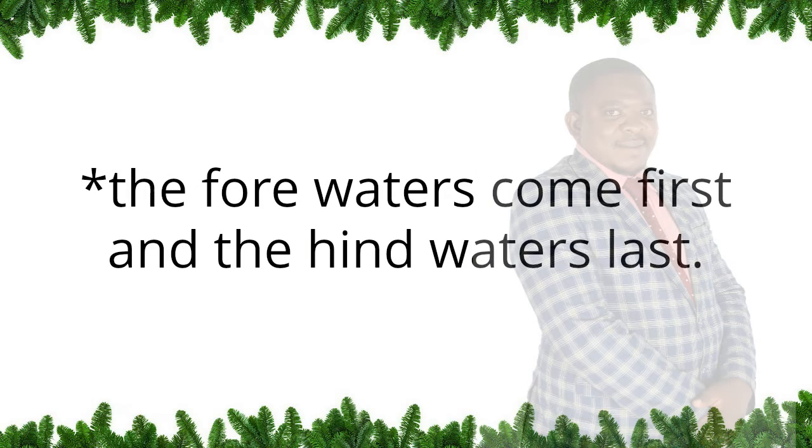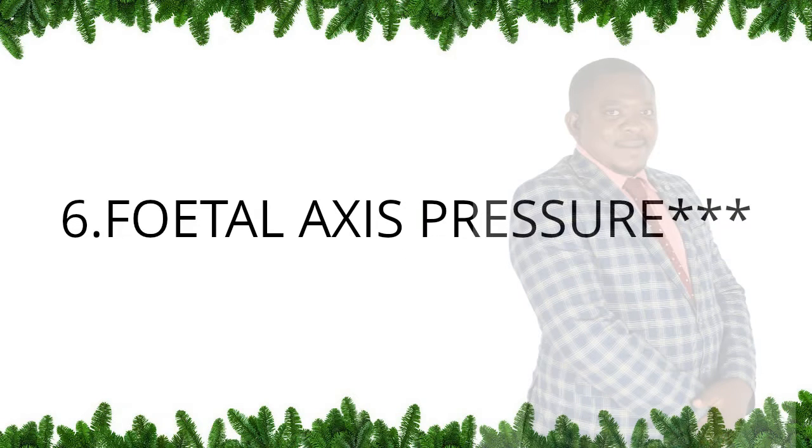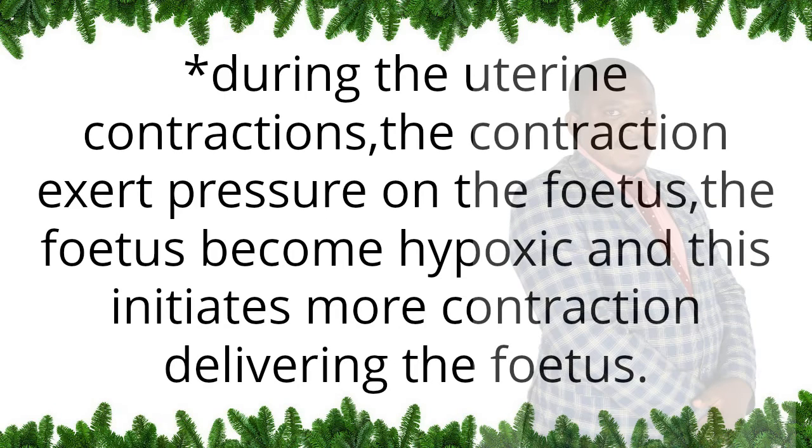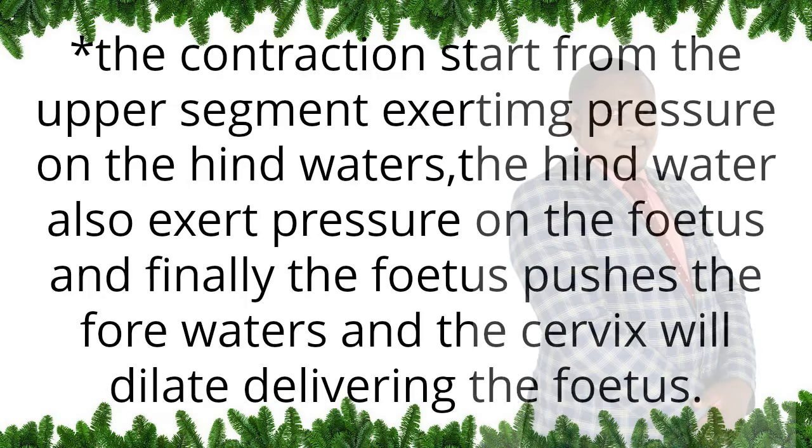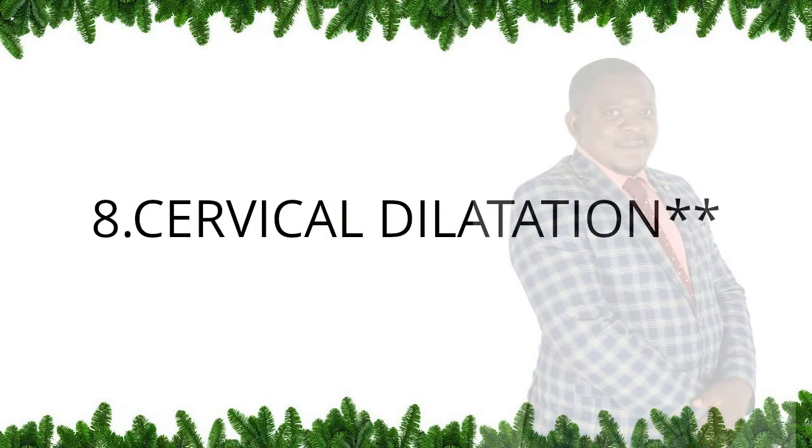5. Formation of the bags of water. The bags of water form in the uterine cavity because they maintain the pressure in the uterus. They are made up of the forewaters and the hindwaters. The forewaters come first and the hindwaters last. 6. Fetal axis pressure. During the uterine contractions, the contractions exert pressure on the fetus, which becomes hypoxic, and this initiates more contractions, delivering the fetus.